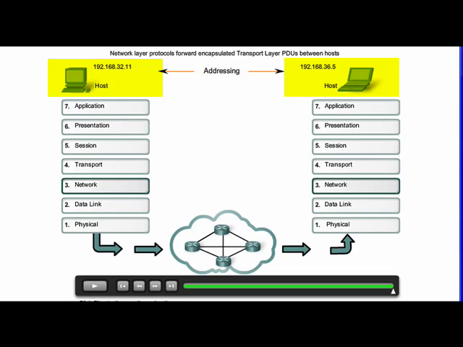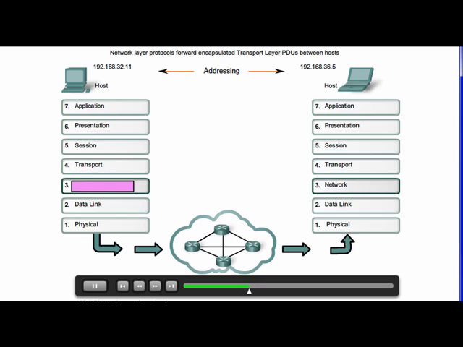Second, the network layer must provide encapsulation. During the encapsulation process, Layer 3 receives the data from the transport layer in a Layer 4 PDU and adds a Layer 3 header, or label, to create the Layer 3 PDU, which is called a packet. Next, the network layer must provide services to direct these packets to their destination host.